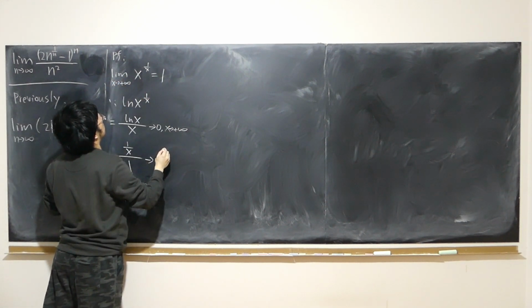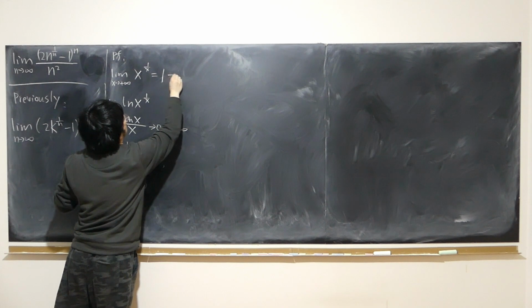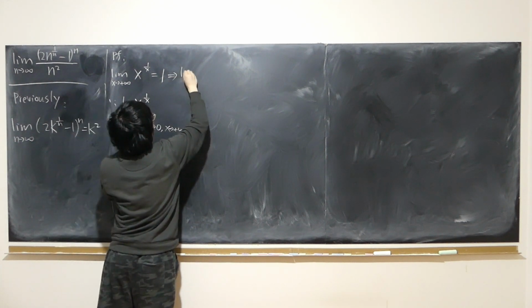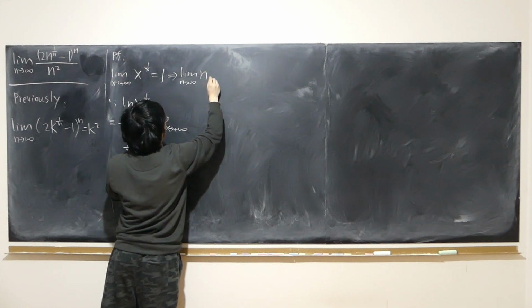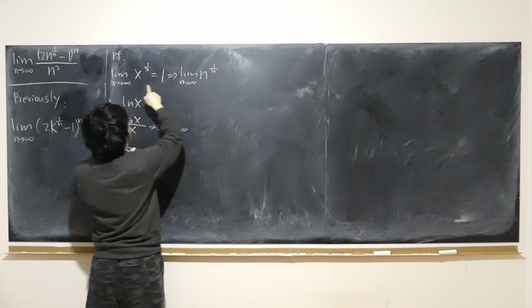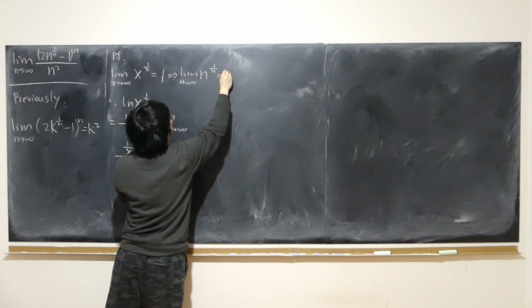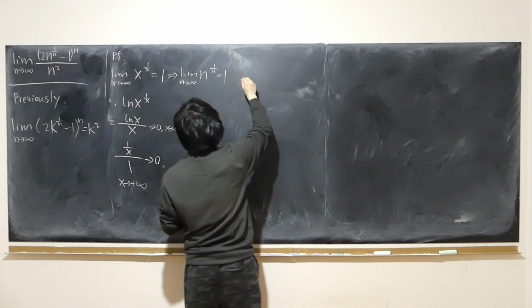So this limit is actually 1. No problem. Therefore the limit as n approaches infinity of n to the power of 1 over n is still the same thing, still equal to 1.